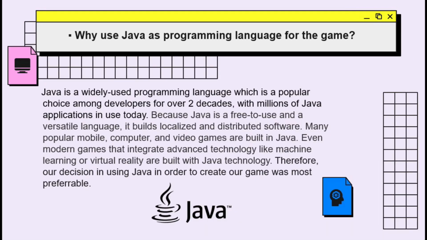Why use Java as the programming language for the game? Java is a widely used programming language, a popular choice among developers for over 2 decades, with millions of Java applications in use today. Because Java is free to use and a versatile language, it builds localized and distributed software. Many popular mobile, computer, and video games are built in Java. Even modern games that integrate advanced technology like machine learning or virtual reality are built with Java technology. Therefore, our decision to use Java to create our game was most preferable.